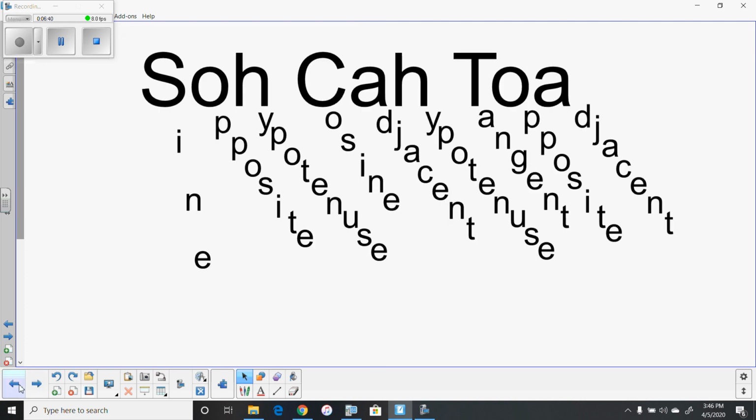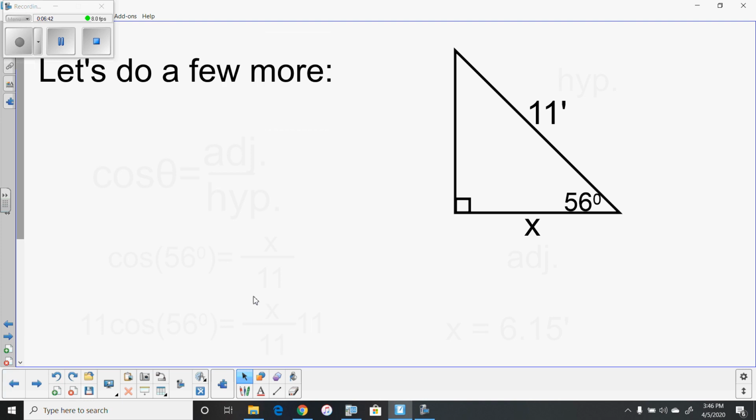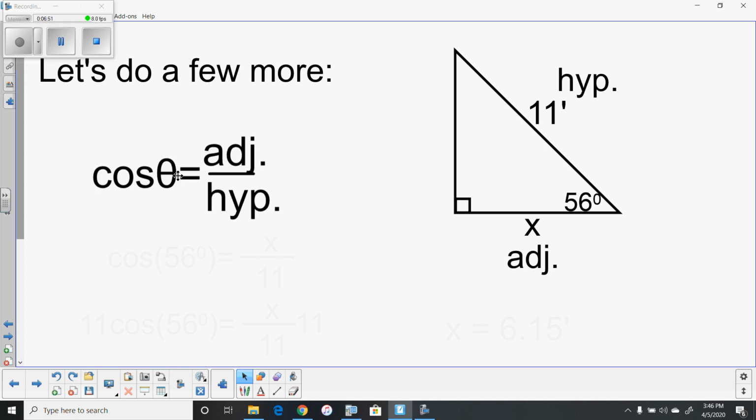Cosine uses adjacent and hypotenuse. Okay, so we've got hypotenuse, adjacent. We're going to write that cosine of theta equals the adjacent over hypotenuse. So plug in everything that you know. We know that theta is 56, the adjacent is x, the hypotenuse is 11.